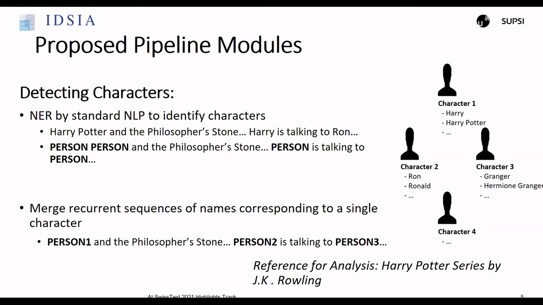Okay, the first module is to detect the characters, because characters are the main entities in our model. We use the general named entity recognizer from Stanford CoreNLP to identify the characters, and we tag the characters as person, and we merge the recurrent sequences of names into a single character using simple heuristics.